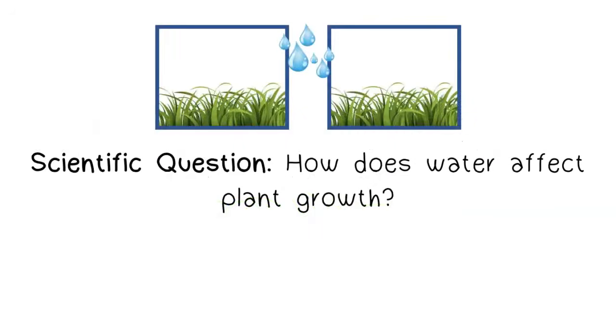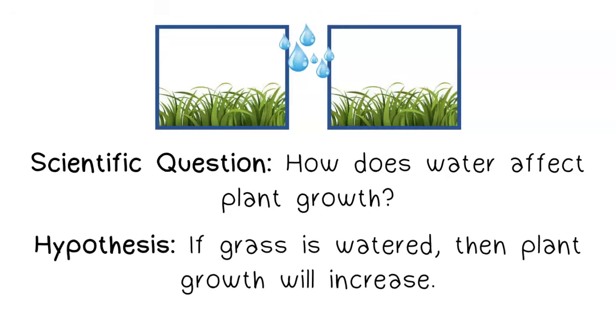We are trying to answer the scientific question, how does water affect plant growth? We came up with the hypothesis that if grass is watered, then plant growth will increase. The independent variable of our experiment is water, and the dependent variable is growth. Now it's time to set up an experiment.